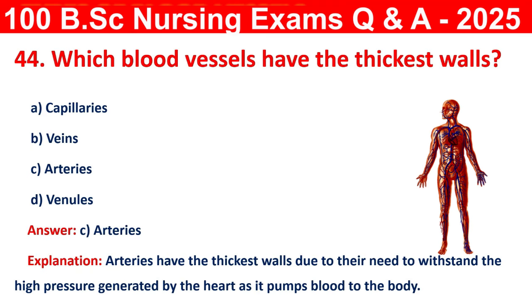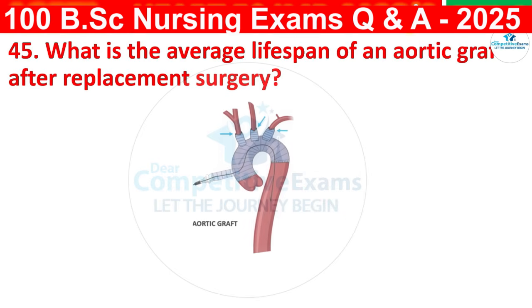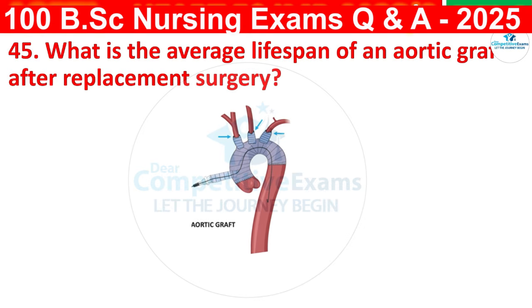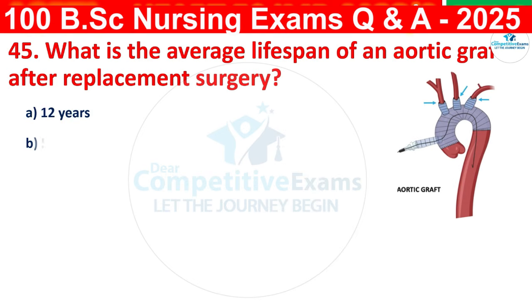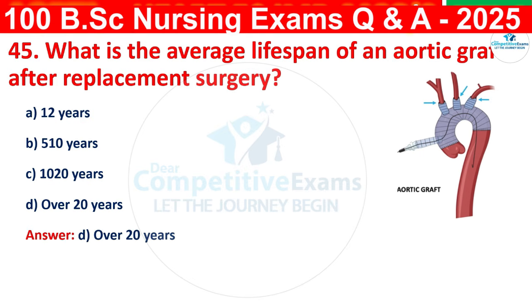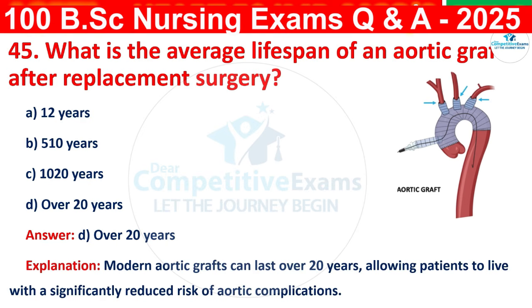Question number 45. What is the average lifespan of an aortic graft after replacement surgery? Your options are 1 to 2 years, 5 to 10 years, 10 to 20 years, or over 20 years. The correct answer is D, that is over 20 years. Modern aortic grafts can last over 20 years, allowing patients to live with a significantly reduced risk of aortic complications.